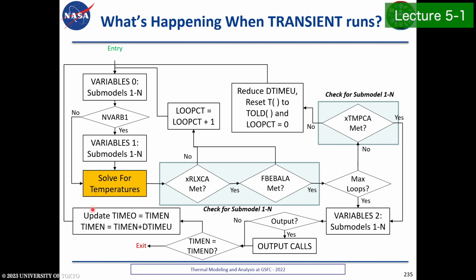So you basically keep going through, increment the number of loops until you've converged. Once you've converged, you move on to the next time step, and you keep doing that until you have hit the end time, at which point you exit out with some stops along the way to output calls. It's a little bit more complicated, but still fairly straightforward.